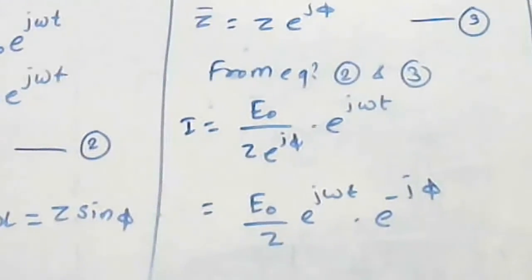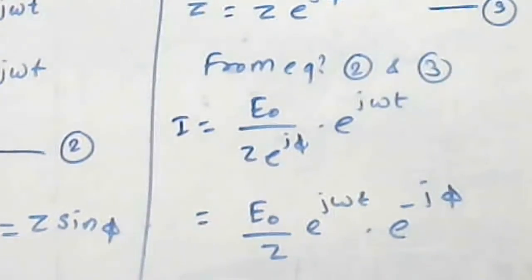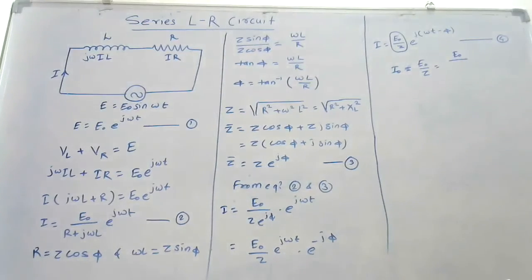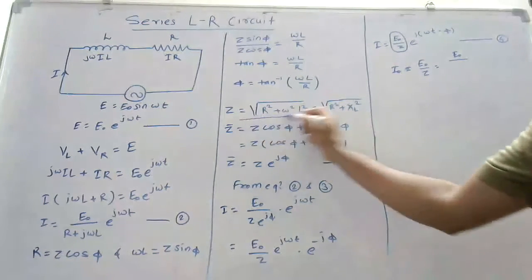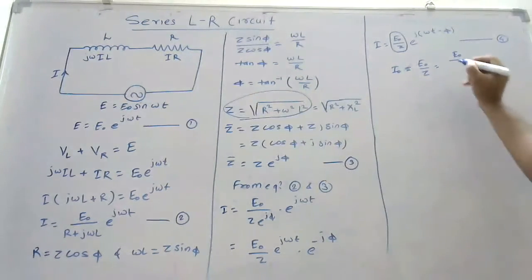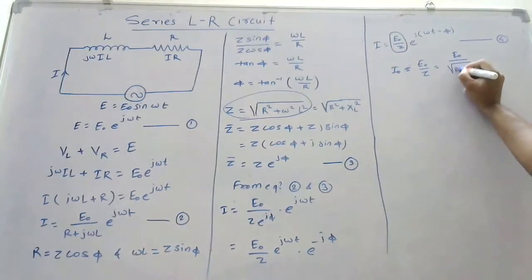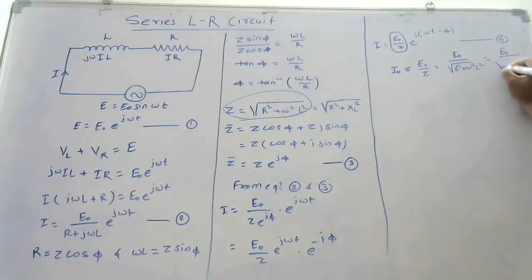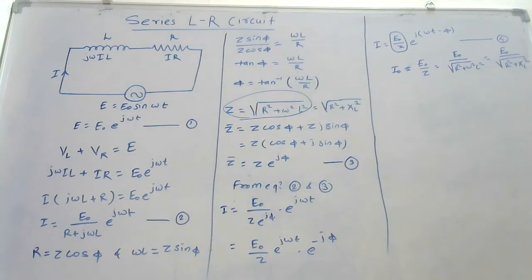Now, what is the value of Z? We have to put the value of Z. I0 is equal to E0 upon, where is the value of Z? That value of Z is here. We have to put the value of Z, under root R square plus omega square L square, so E0 upon under root R square plus XL square. This is the peak value of current. Now this is equation number 4, this is 5.